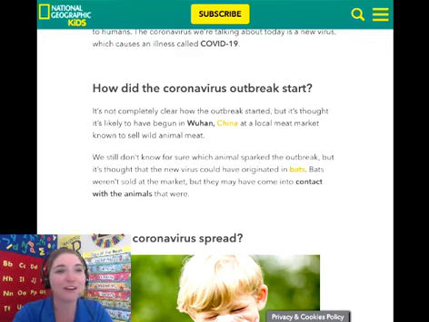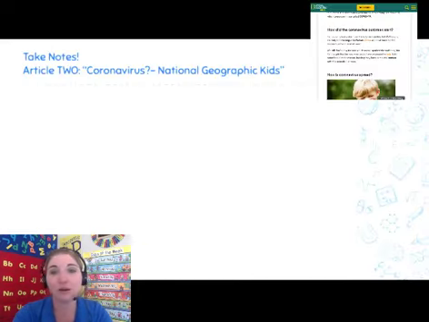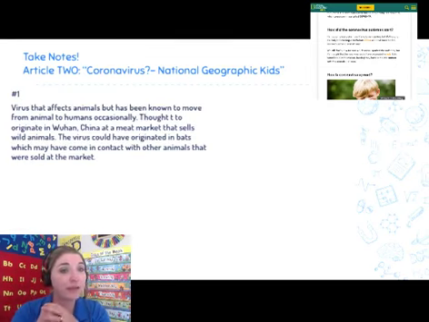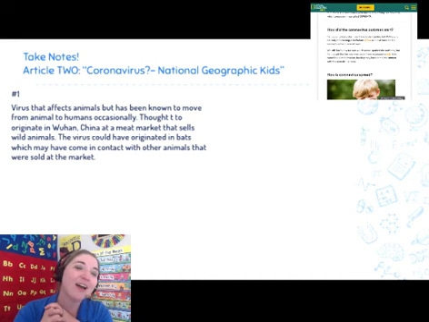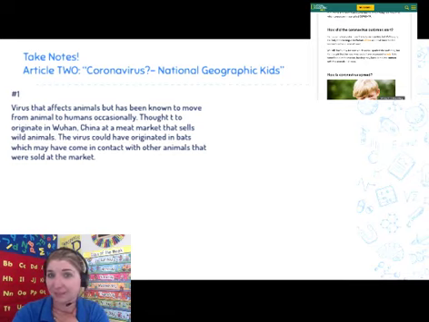So I'm going to stop right there, and then I'm going to pull up my article, and I'm going to switch myself to talk about my first note. So the first thing that I noted on this, I'm sure ours are going to be very similar, is the virus affects animals but has been known to move from animal to humans occasionally. It's thought to have originated in Wuhan, China, at a meat market that sells wild animals. The virus could have originated in bats, which may have come in contact with other animals that were sold at the market. So this gave us a tad bit more detail than yesterday's article, but very interesting still nonetheless.